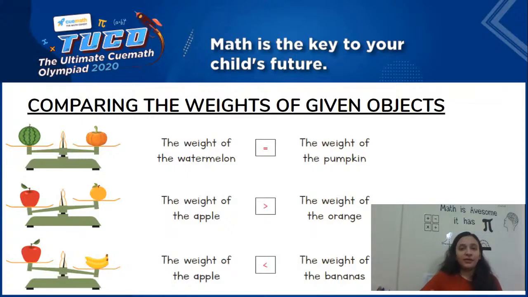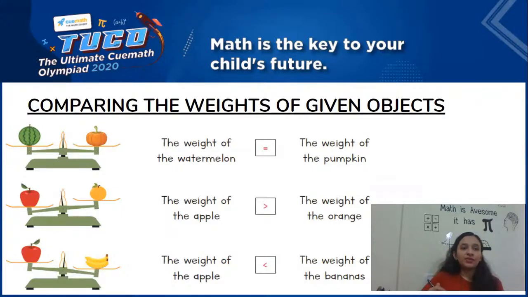And if you have the same objects but placed the other way around, again the same thing. The one which is heavier will weigh down, the one which is lighter will go up in the balance.